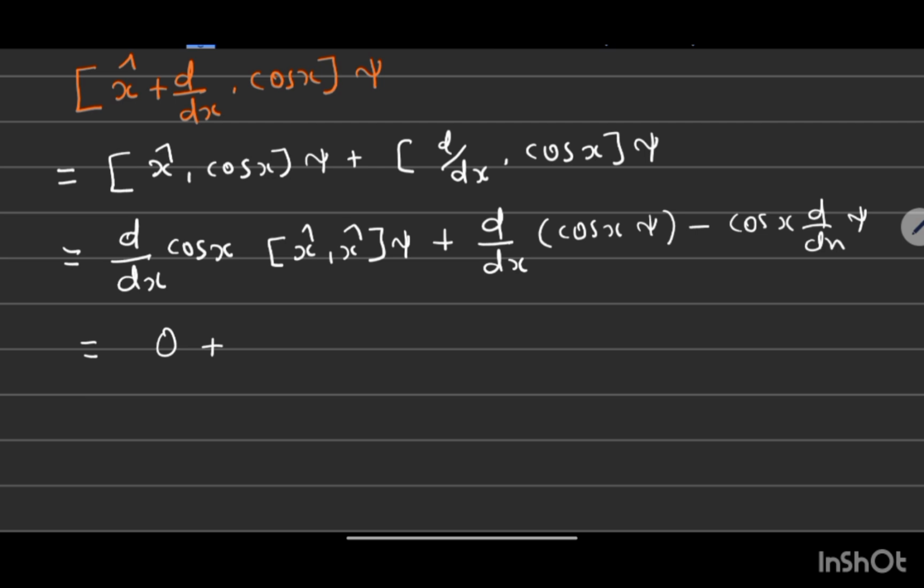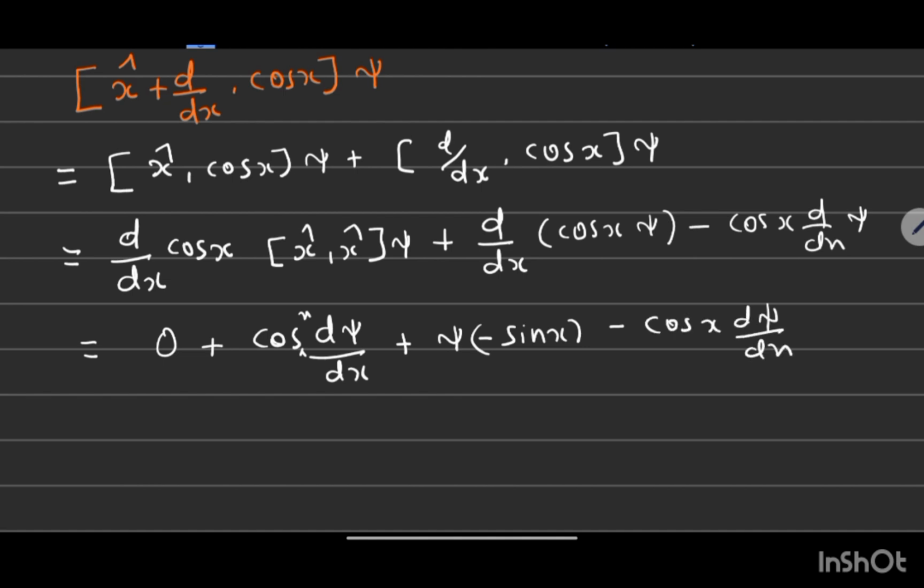Here you can use the chain rule by treating cosine of x as a constant term and differentiating first d psi by dx, times cosine x, plus keeping psi as constant and differentiating cosine of x. It is minus sin x, and then here you have cosine of x into d psi by dx.